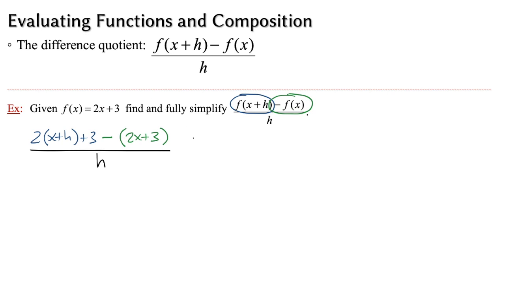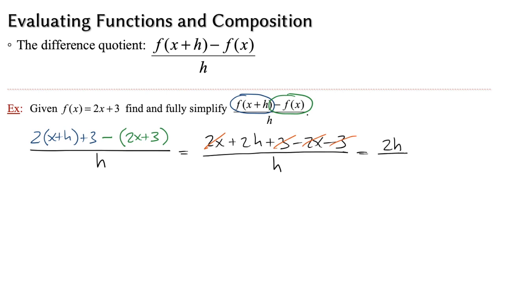Now in the numerator, if we go and distribute and combine like terms, we're going to have a 2x plus 2h plus 3 minus 2x minus 3. And all that, of course, being divided by h. And again, what we can see here is that the 2x and the negative 2x are opposites, 3 and -3 are opposites, and everything without an h in it goes away. So the only terms left have h in them, so we have a 2h divided by h, and again we can reduce those h's, leaving us with 2.